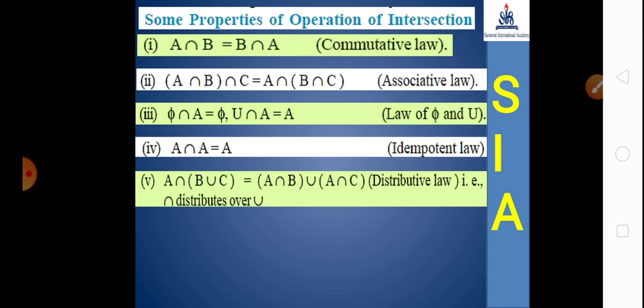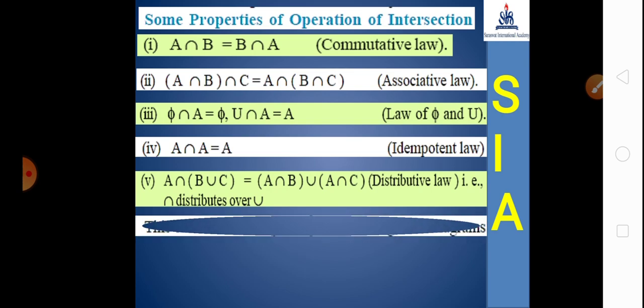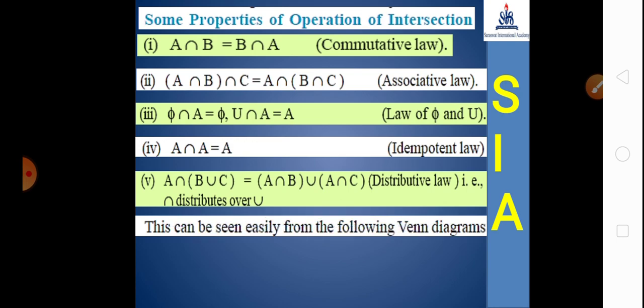And last, it is the distributive law. Intersection with union. Whenever you utilize intersection with union mixed in any order, it is called the distributive rule. So A intersection B union C is equal to A intersection B union A intersection C. And this can be seen easily from the following Venn diagrams.